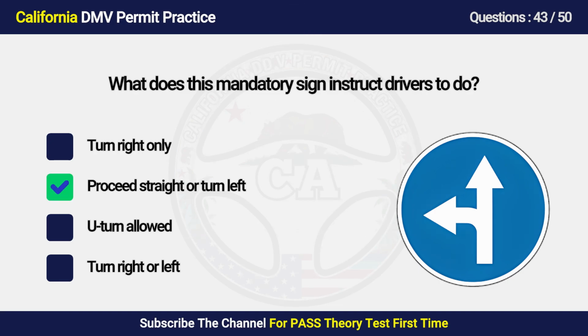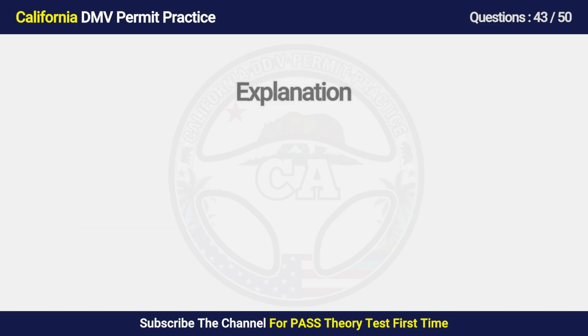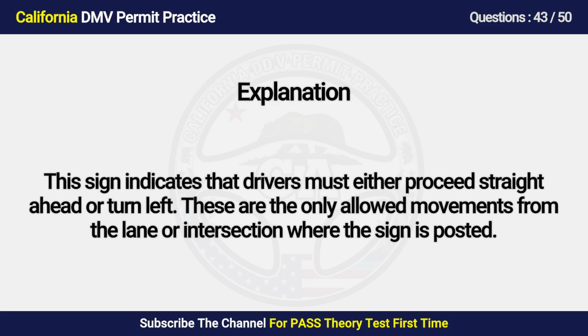Answer is B. Proceed straight or turn left. This sign indicates that drivers must either proceed straight ahead or turn left. These are the only allowed movements from the lane or intersection where the sign is posted.